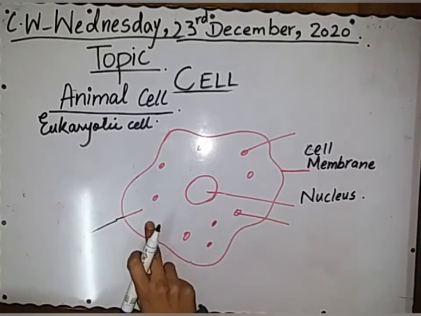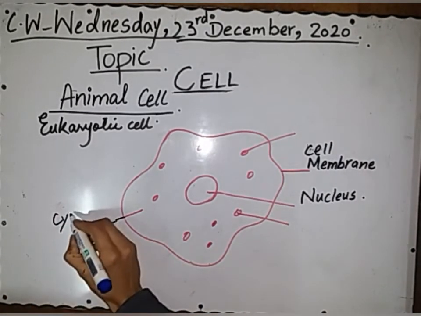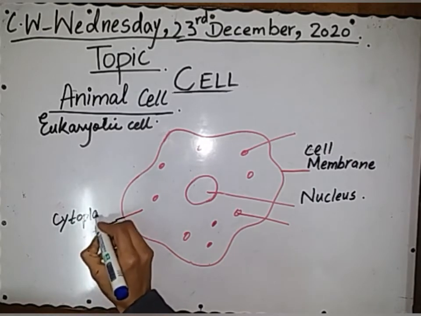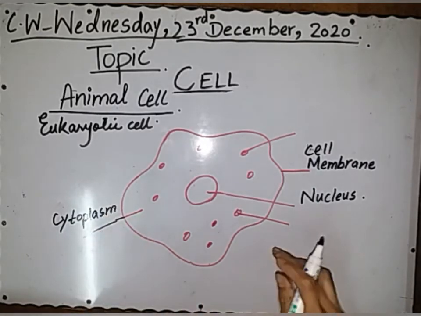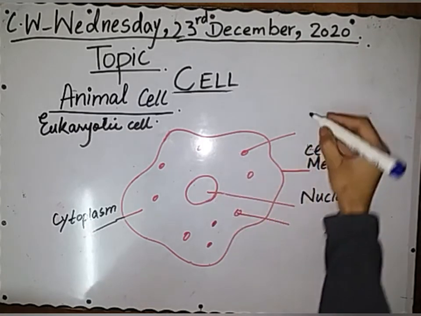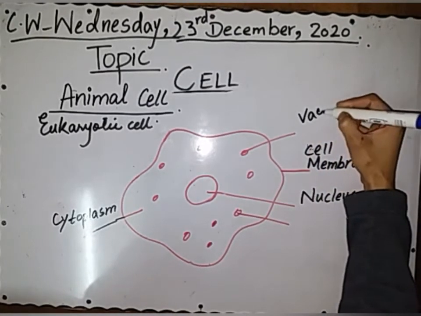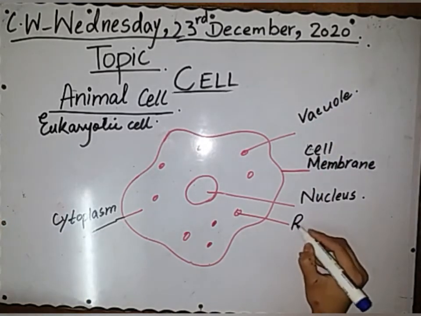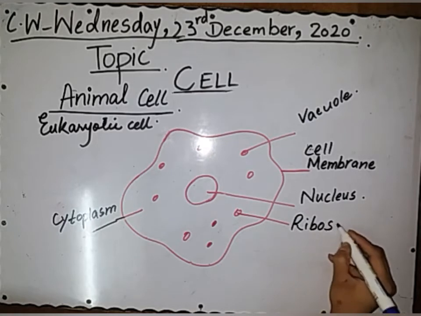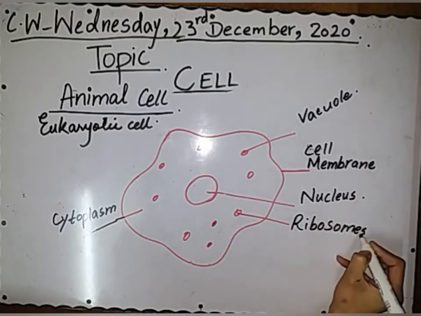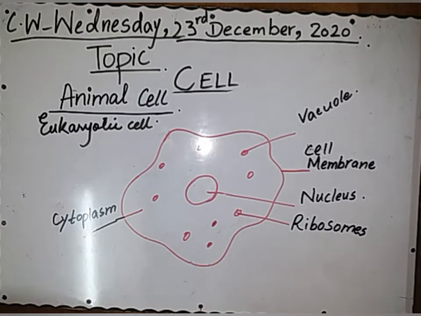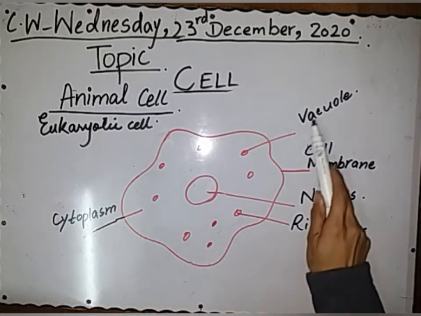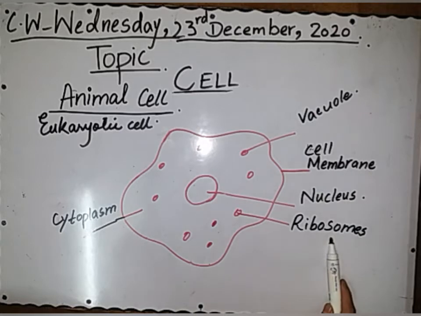Here, the jelly-like substance present in the cell is known as cytoplasm. This material is known as vacuole, and here ribosomes. So now let me explain one by one the function of all these structures. First of all, nucleus. Nucleus is known as the control center of the cell.